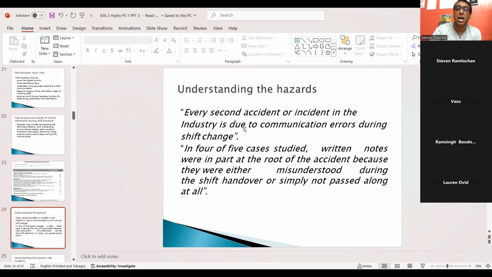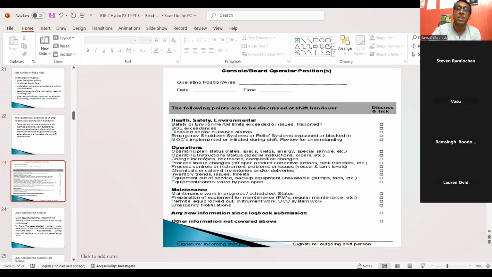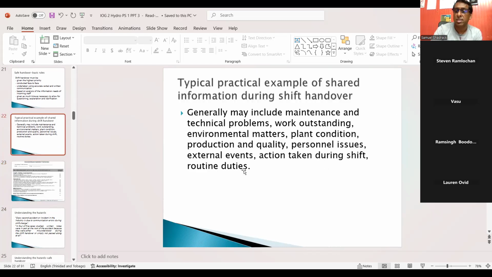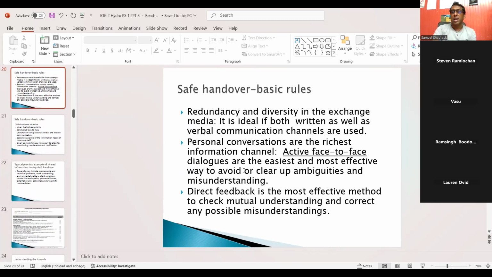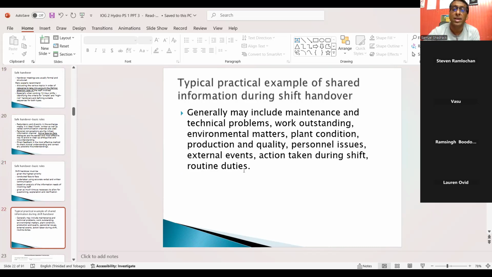The incoming shift and the outgoing shift meet and talk face to face, and fill out a form if there's anything. This is called a shift handover form. If there's anything that happened in your shift, and if something did happen, there's a physical demonstration of it. So if you want to simplify all of that, a shift handover is best done by using a variety of methods: face-to-face, written, as well as a physical demonstration, right?